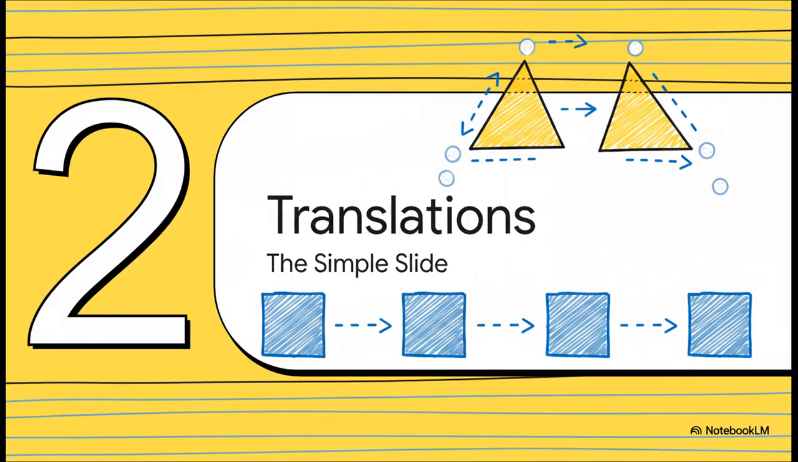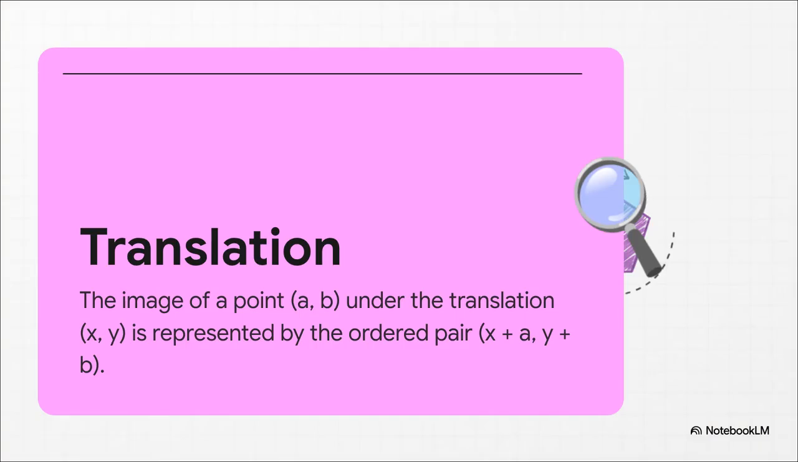Okay, moving on to our second move. Translations. Now, this might sound kind of fancy, but it's really just a simple slide. That's it. With a translation, the entire shape moves together as one solid piece. It's not rotating, it's not flipping, it's not changing size. Every single point on that shape shifts the exact same distance in the exact same direction.